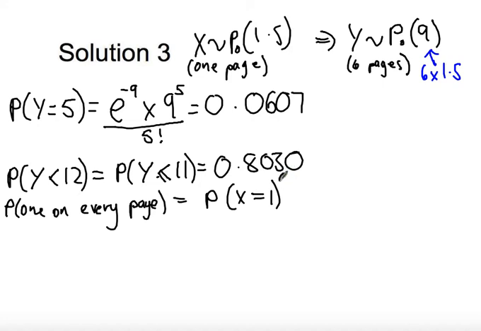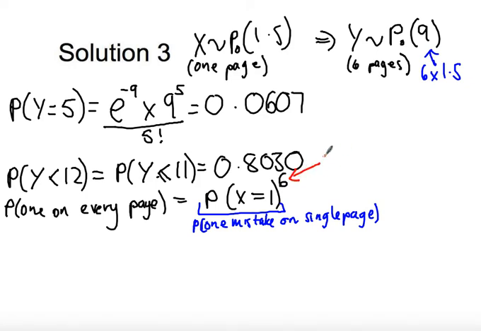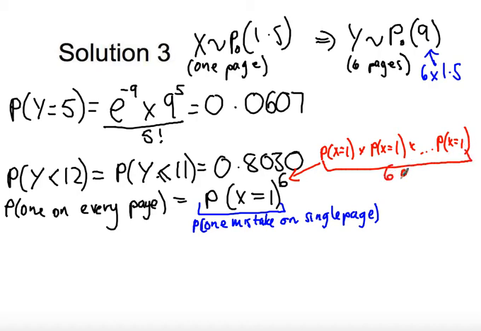So since there are 6 pages, it will be the probability of 1 mistake, and let's just add some little notes here. So this is P1, probability of 1 mistake on a single page. And then this 6 is because we're doing probability x equals 1 times probability x equals 1 times and so on, times probability x equals 1 for 6 pages.